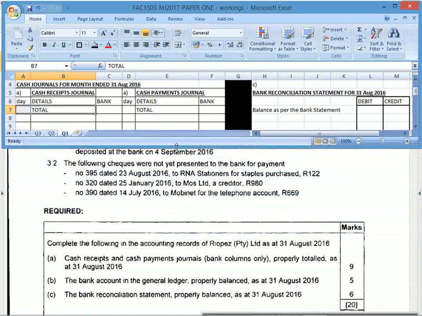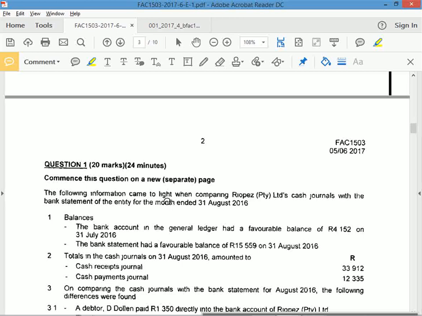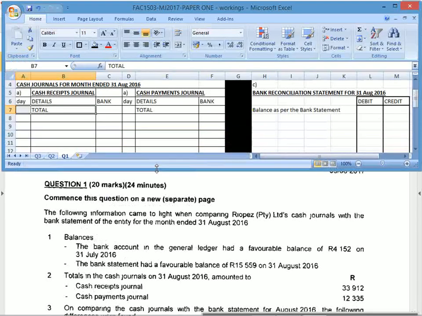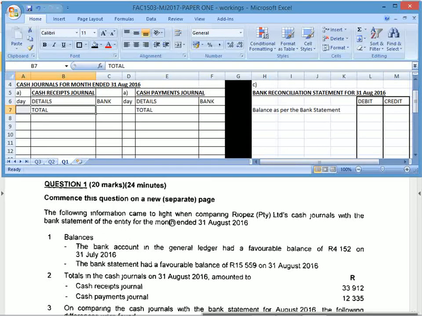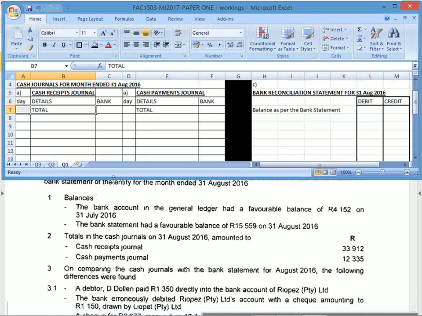Now we need to go to the question, and we need to look at the information. Okay, so question 1, the following information came to light when comparing R's cash journals with the bank statement. Okay, so you're comparing internal with external, or external with internal, depending on what you've got. Number 1 is balances. Where do balances go?